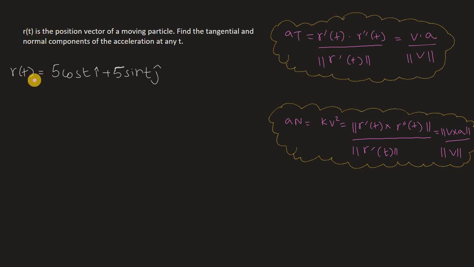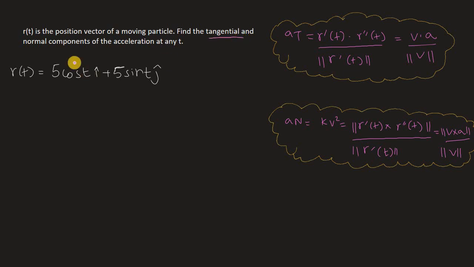Here we're given a vector function, and we're asked to find the tangential and the normal component of acceleration at any time t. If we're given a specific time, we will plug that time into the t, and then we will solve for it, so we will get a value. But here we're finding for any time t, so we're just going to use this formula. Okay, so let's do this. How are we going to do this?